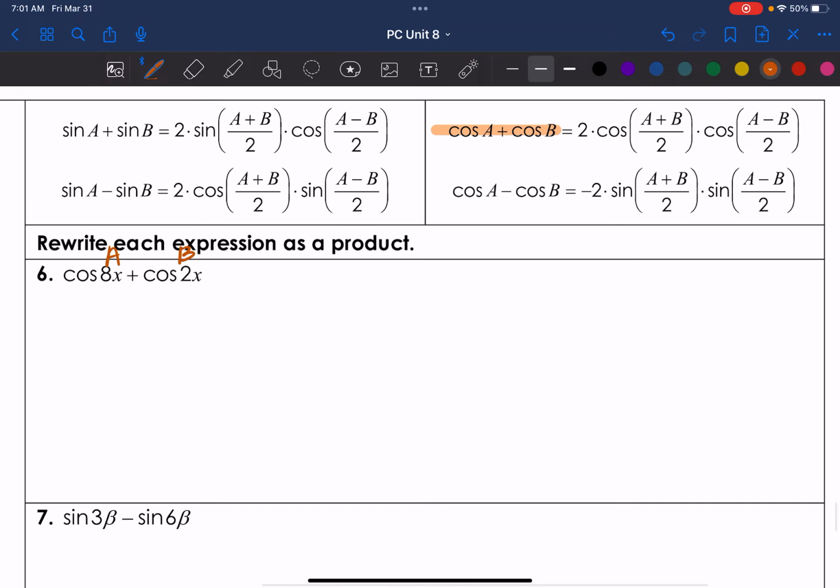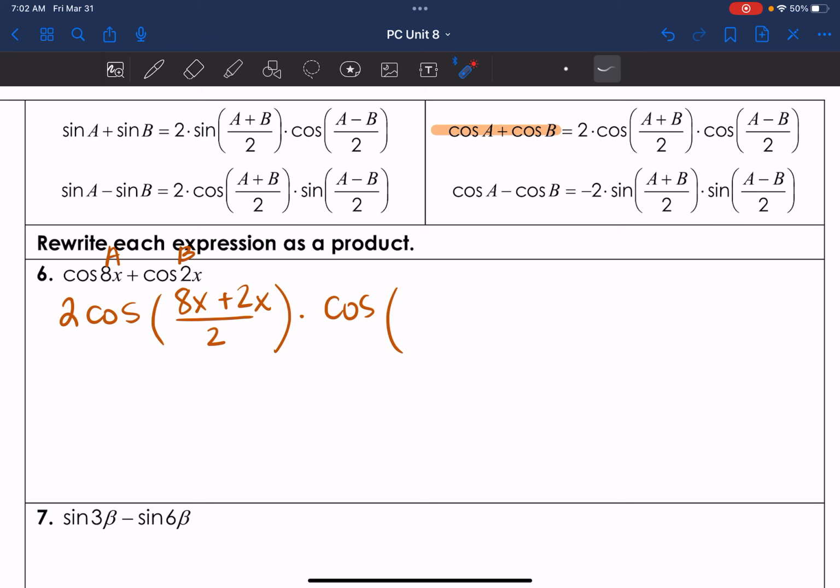Let's actually make this a little bigger. Okay, so if I follow this pattern, it starts with a 2. Then cosine of adding the two angles divided by 2. So that would be 8x plus 2x, then divided by 2, times cosine again, but this time they're subtracting the angles and dividing by 2. So 8x minus 2x divided by 2.